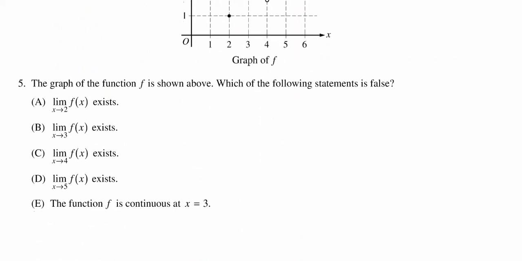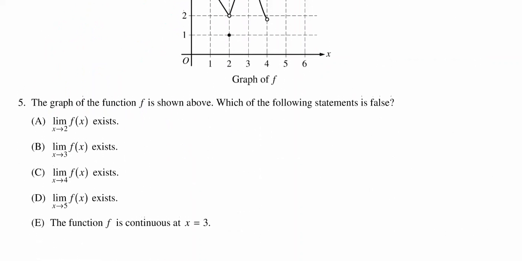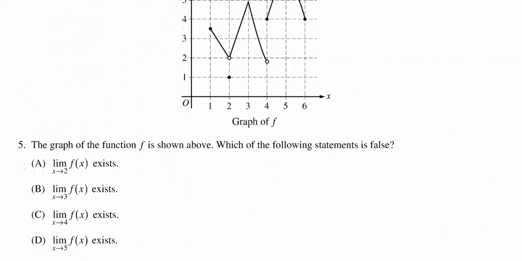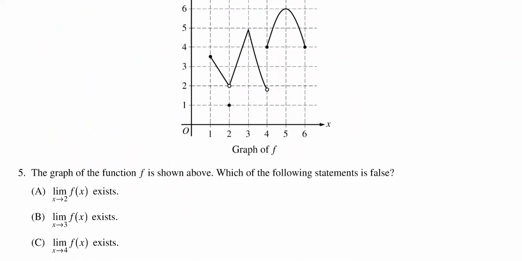All right. The graph of the function is shown above. Which of the following statements is false? I'm going to kind of run them back and forth here. The limit as x goes to 2 exists. Sure. We've got a left side limit and a right side limit. I'd say that's true. The limit as x goes to 3 exists. Yep, left and right. Now don't confuse that with differentiable. The limit exists, but it's definitely not differentiable at that point.